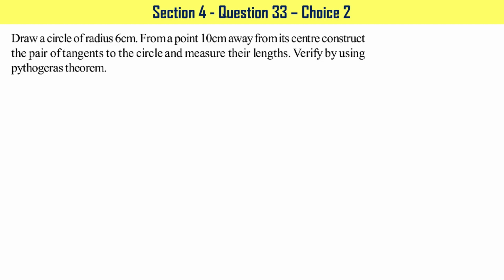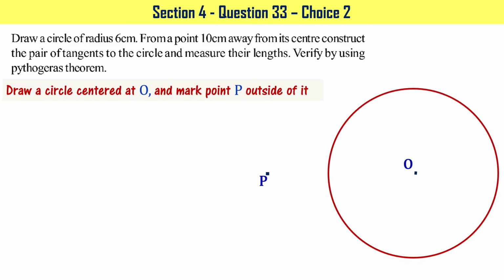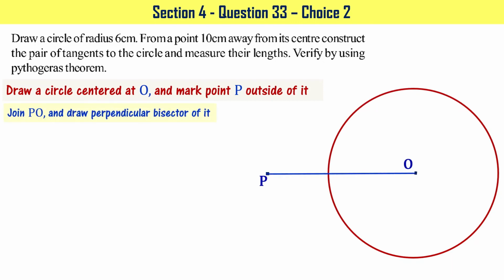Let's do the first one. Draw a circle centered at O and mark point P outside of it as shown here. Let's join P and O. As you see here, the distance between P and O is 10 centimeters, it is given. And the circle, even though I have not marked, has a radius of 6 centimeters.